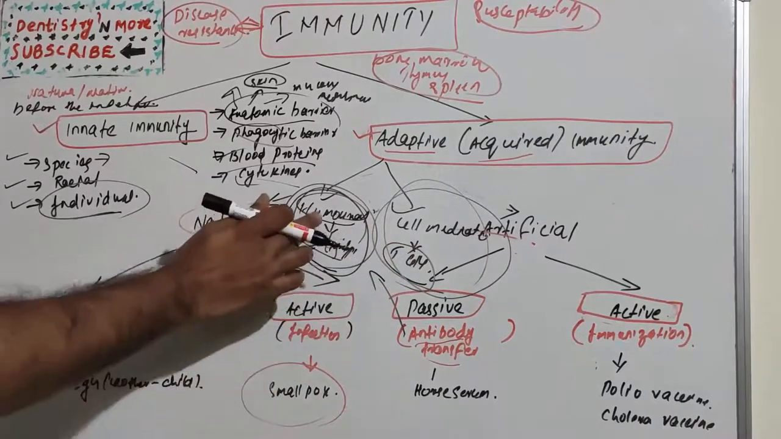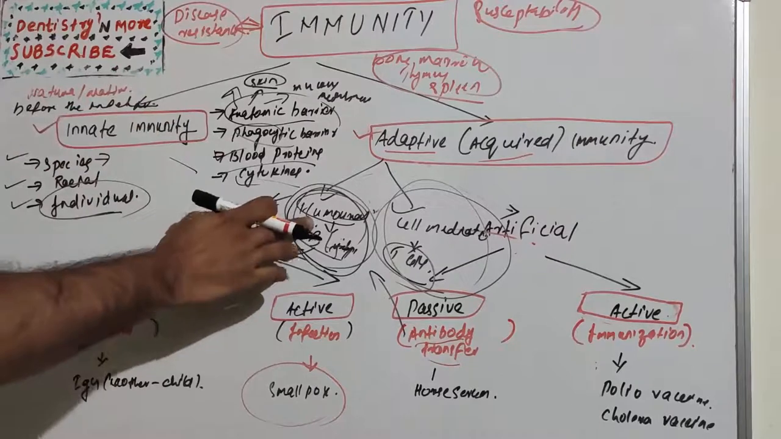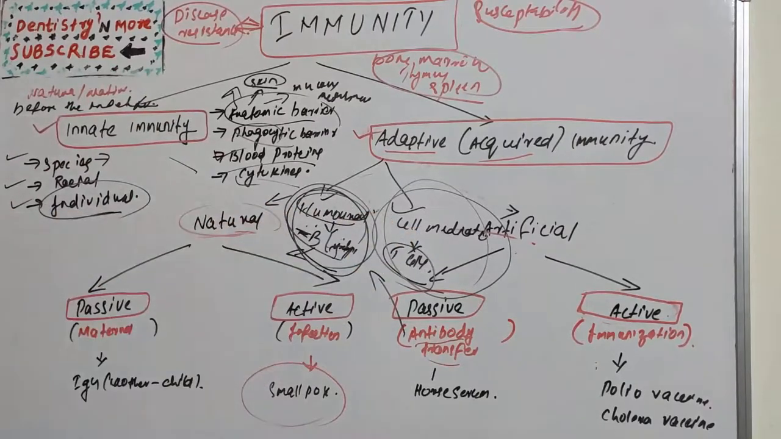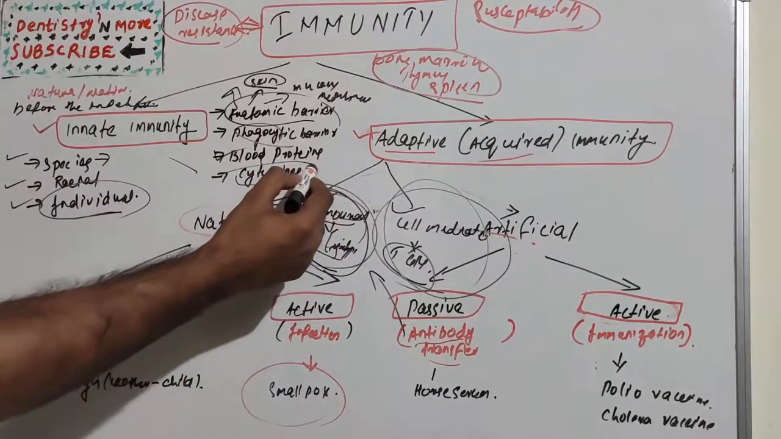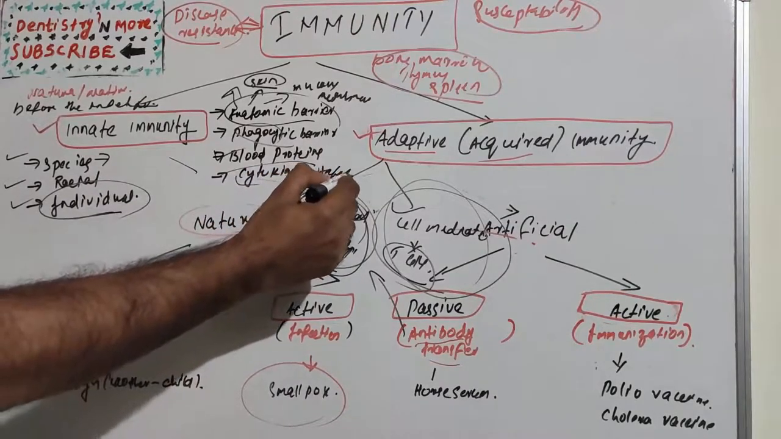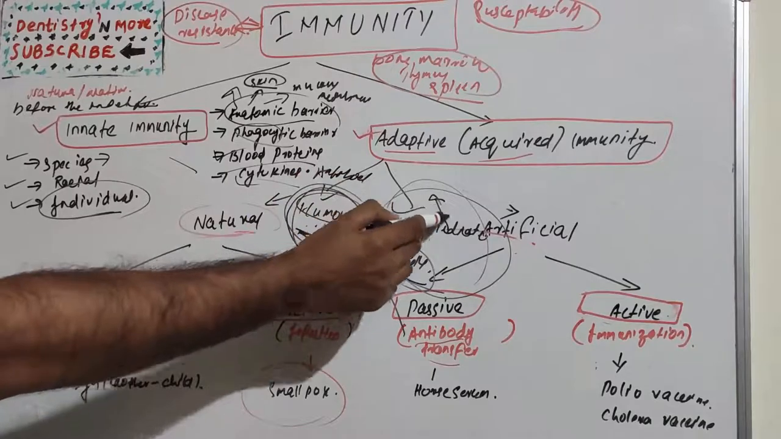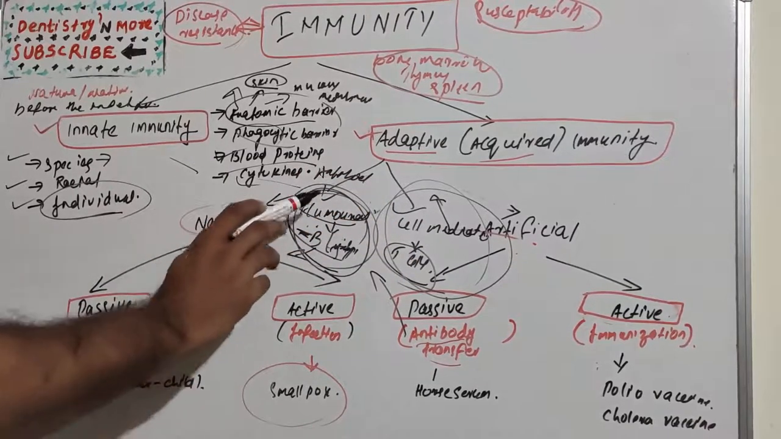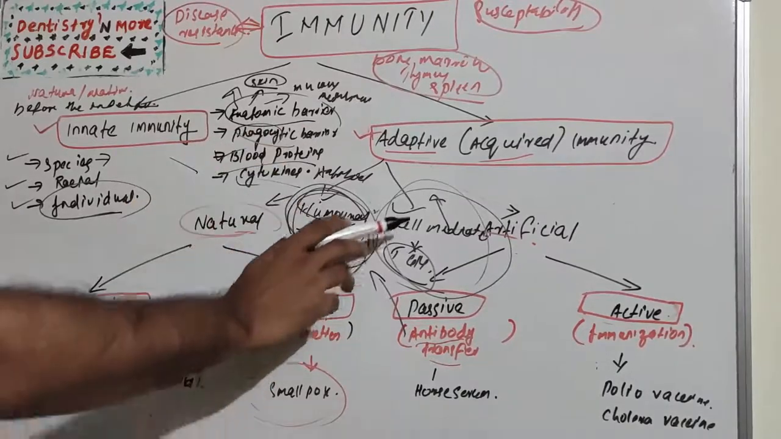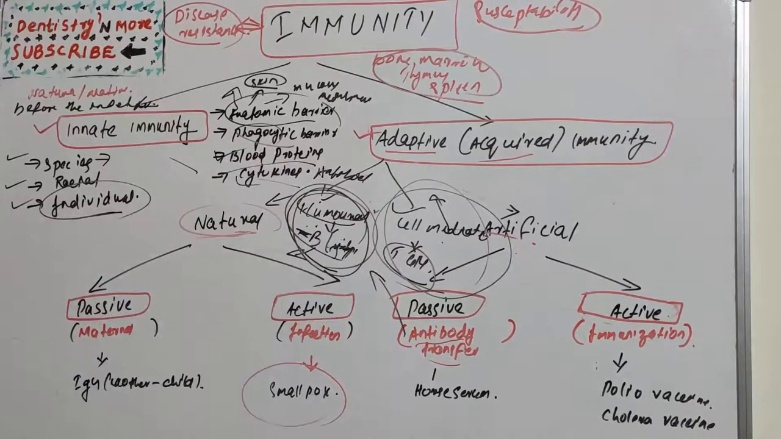This is extracellular, or circulating in the blood. This is intracellular, and this basically secretes antibodies. This one is secreting antibodies, and this is secreting cytokines. Humoral is done by antibodies, cell mediated is done by cytokines.